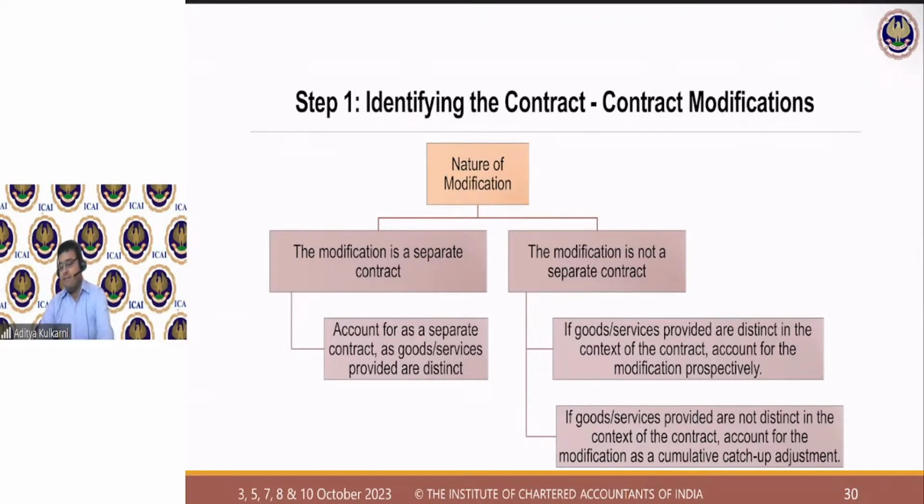Take care. Revise step number 1. Revise step number 2, distinct goods and services. Do those 10 questions, illustration 12 to illustration 21. And then you come on Saturday. Saturday will be a very interesting session.